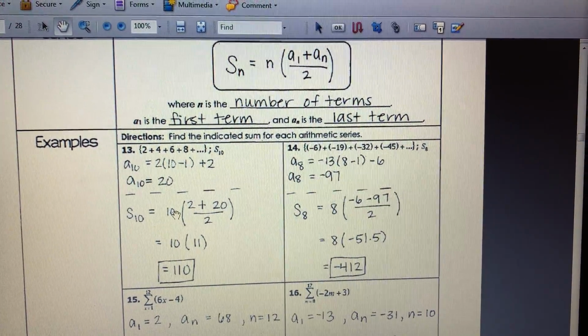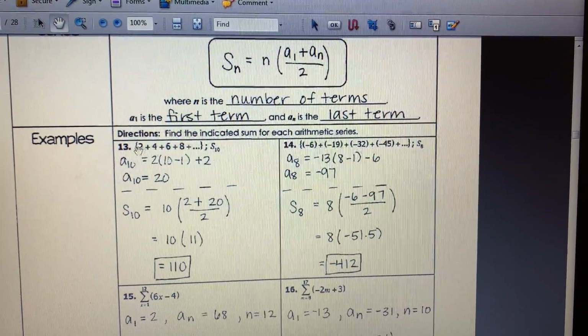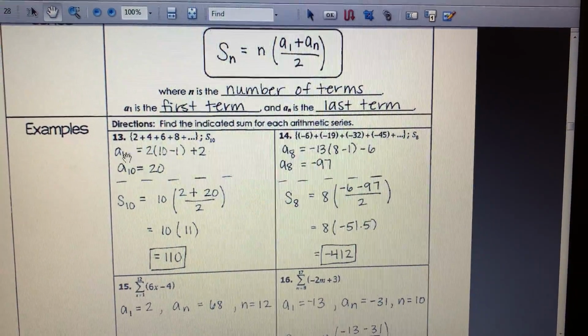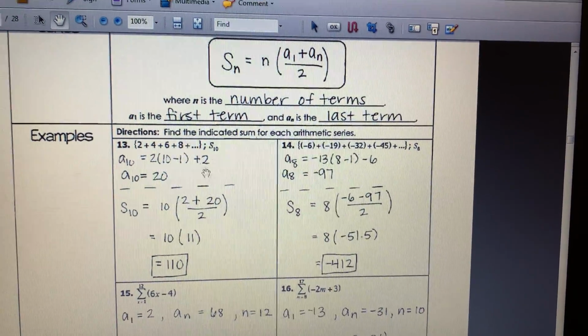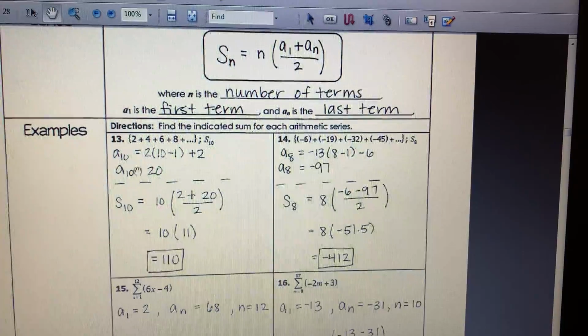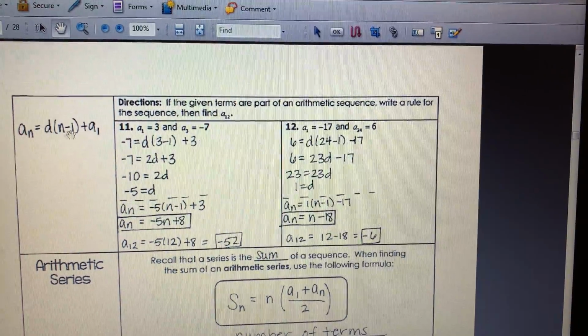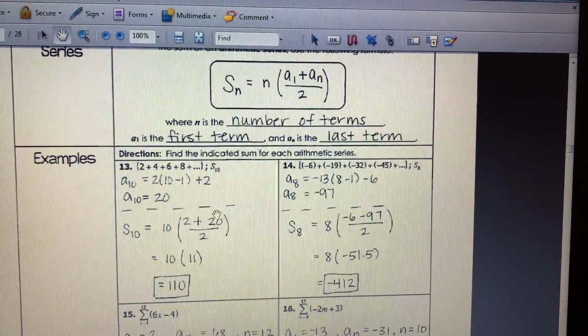Wait a second. Oh, I see. They needed to find the 10th term because we're using the last term. So first you need to find the 10th term. And so you could use this other formula, d times n minus 1 plus the first term. You need to find that term.